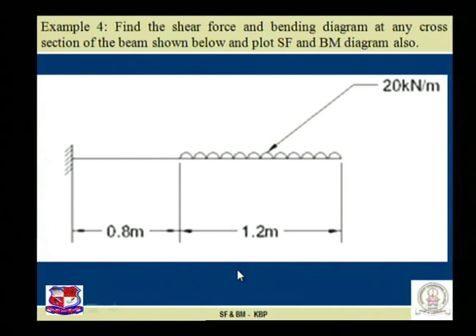Now let us go for the next problem, where a 1.2 meter length is subjected to the UDL of 20, and in the remaining portion no load is applied. So what is the variation of shear force along the length of the beam and what is the variation of bending moment? Let us visualize in this particular problem. As usual, our step number 1 is to find out the support reactions.